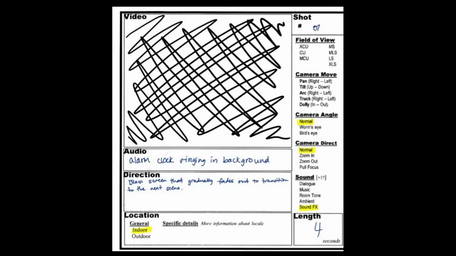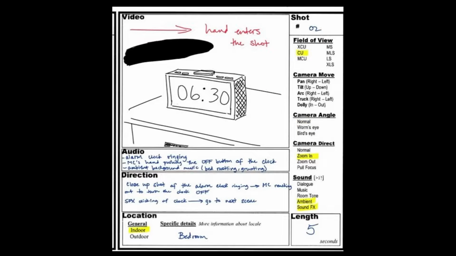The first scene is going to be a black screen, and you can hear alarm clocks ring in the background as the black screen slowly fades away, transitioning to the next scene. And our main character is going to wake up, and his hand is going to enter from the left side of the screen to turn off the alarm clock.